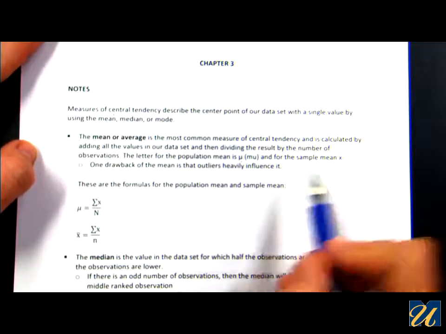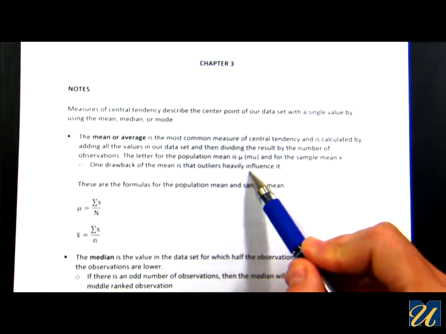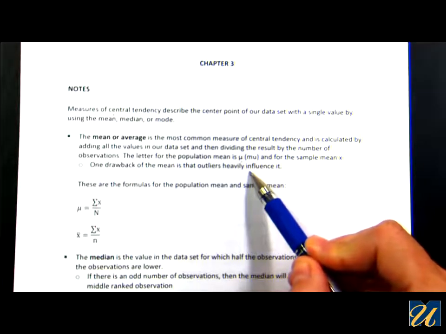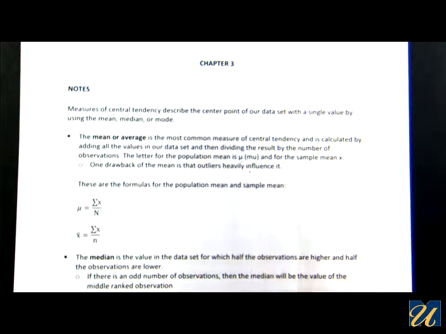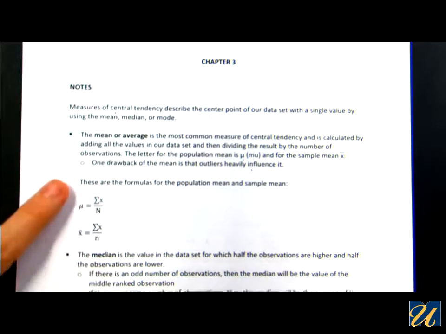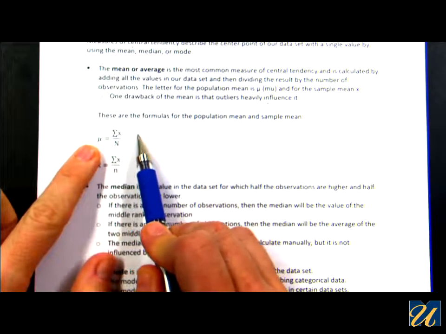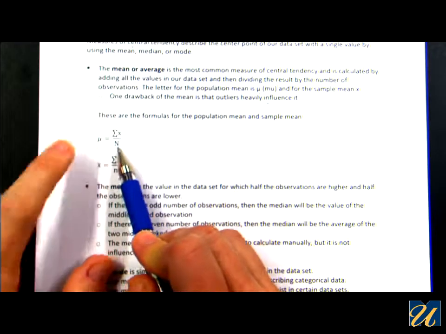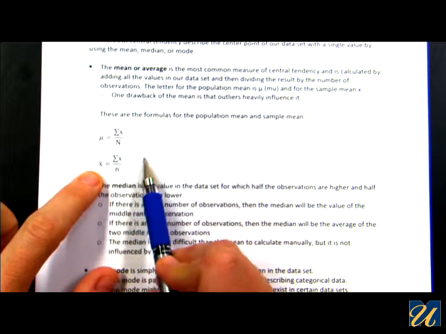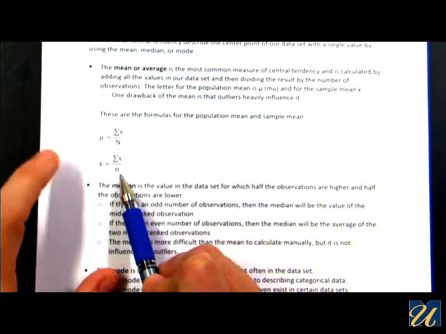One drawback of the mean is that because we take into account every single entry in our data set, if we have outliers, and again, what do we mean by outlier? An outlier is an entry that is significantly higher or significantly lower than a typical entry in a data set, and it can heavily influence the outcome of the average. So the formula for the population mean, mu, is the sum of all the entries in our population over the population size. The sample mean is the sum of all the entries in our sample over our sample size.